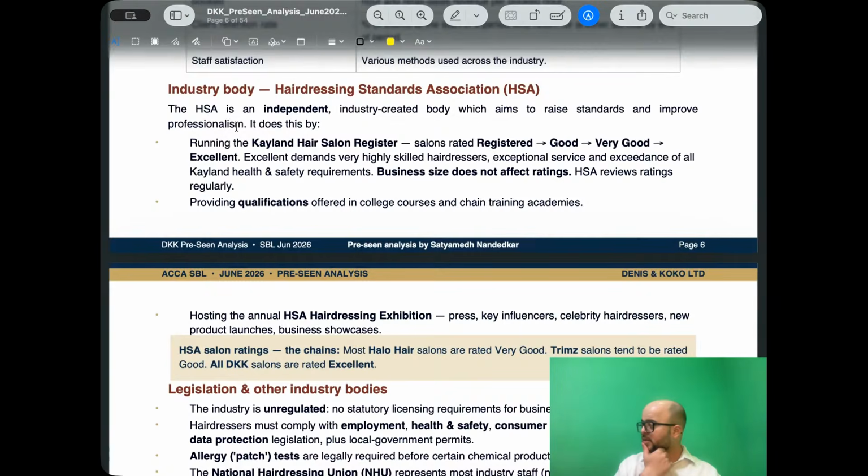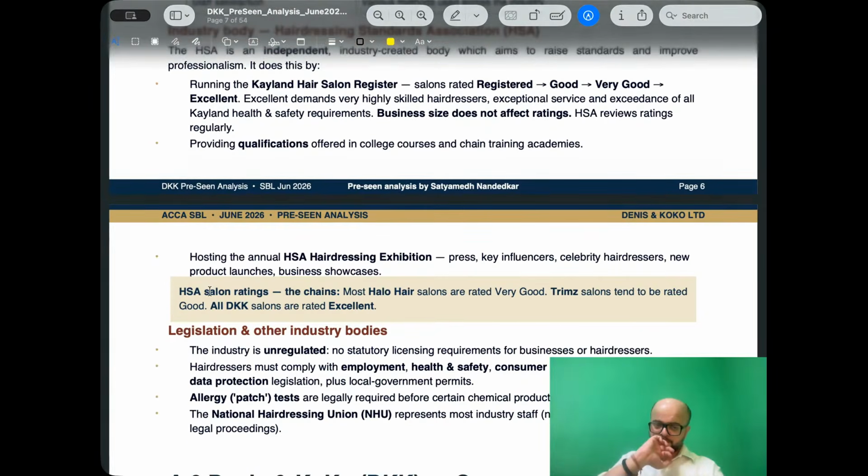I saw this on Urban Company, when you are making a booking, they give you a basic service and then a royal service or something, so for that you need people with more skills. Business size does not affect ratings. HSA reviews ratings regularly. Then providing qualifications offered in college courses and chain training academies, hosting the annual HSA hairdressing exhibition, key influencers, celebrity hairdressers, and all of that.